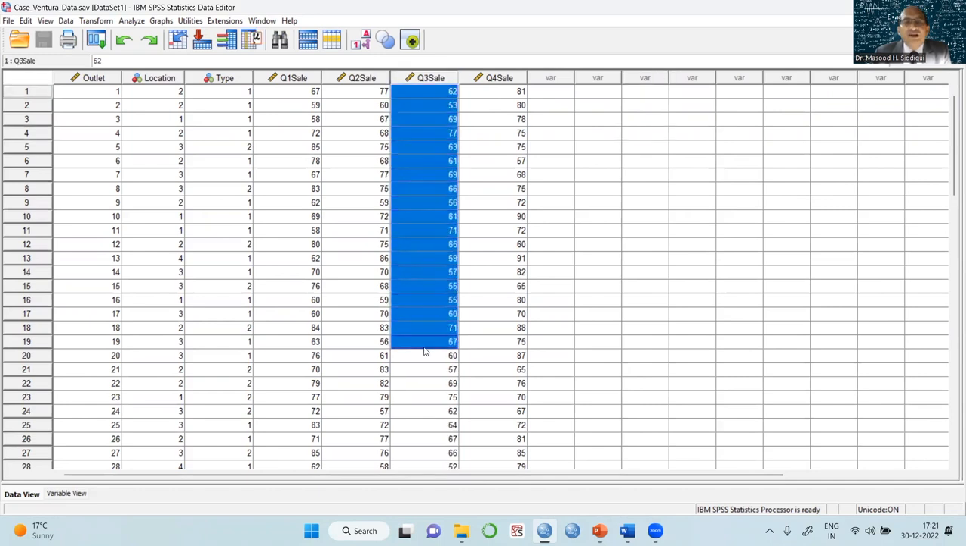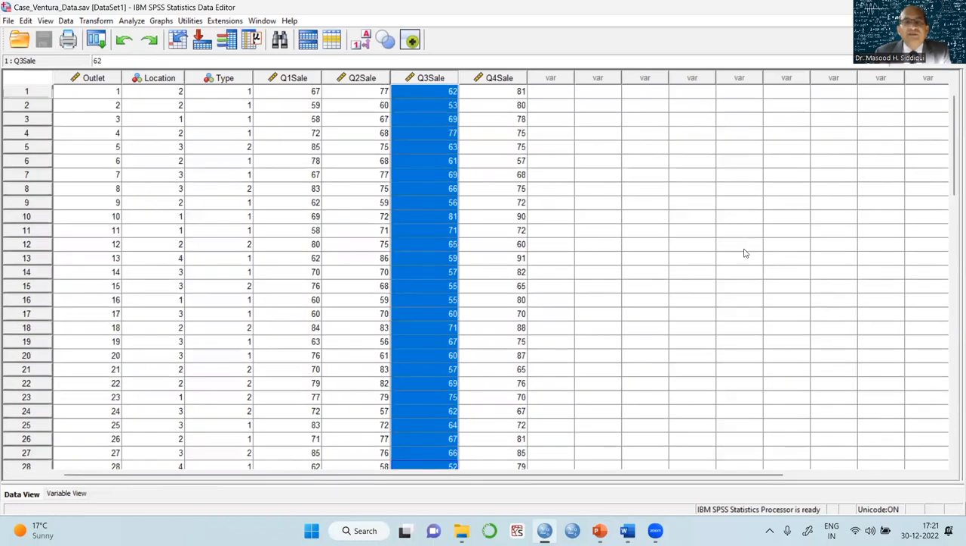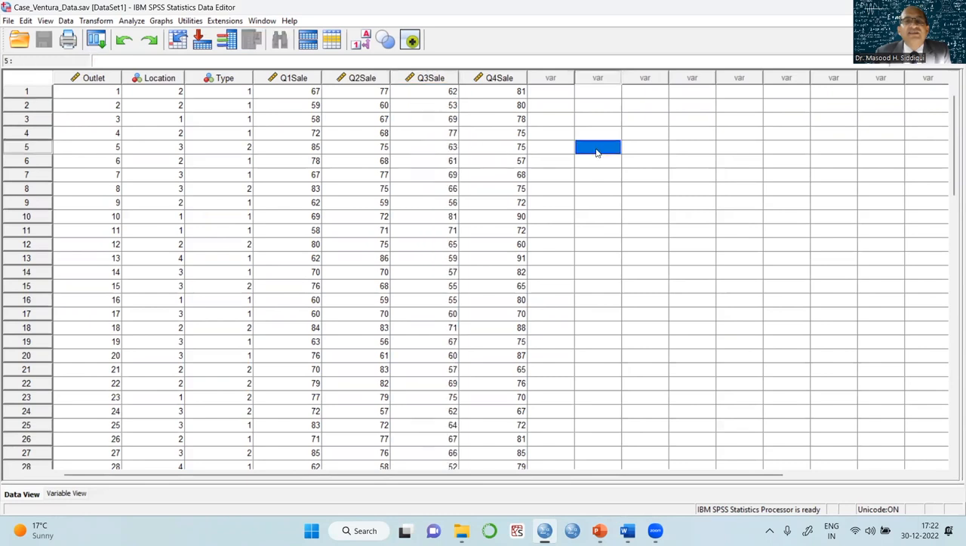If you look at the data, which is at present visible to you up to the page length, you see values like 62, 53, 69, 77, 63, 61, and so on. So you see that the values are different. So we can say that there is variation inside the data, or variation in the sales.